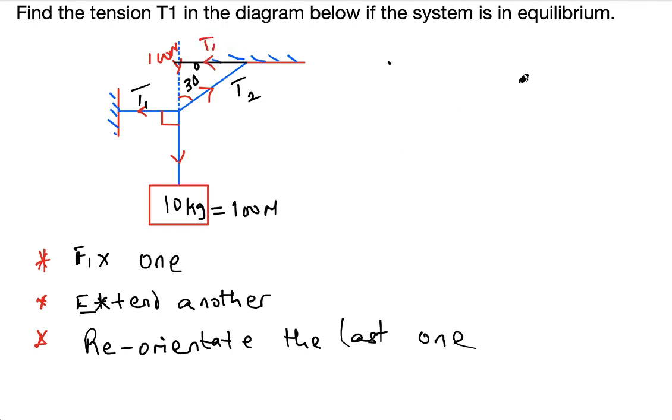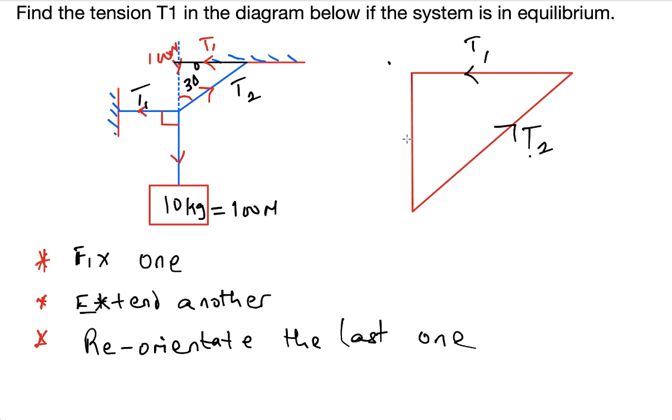So let's redraw that triangle somewhere here. Let's label it: the hypotenuse side is T2, we have T1 up here, and going down here we have the 100 newtons. Let me ignore the unit for now. And then the angle is made here, which is 30 degrees.